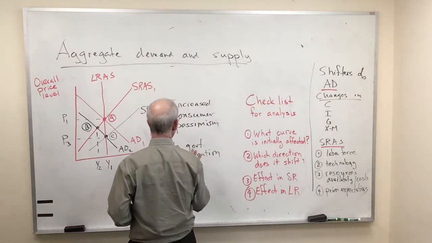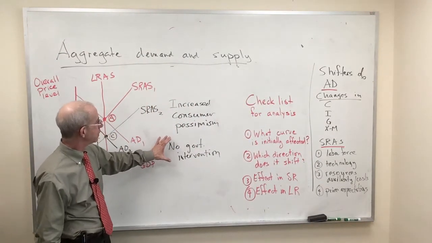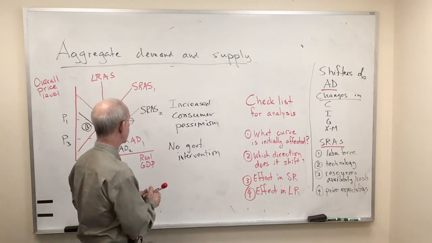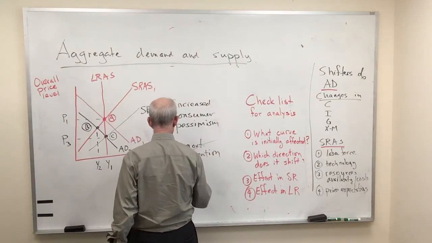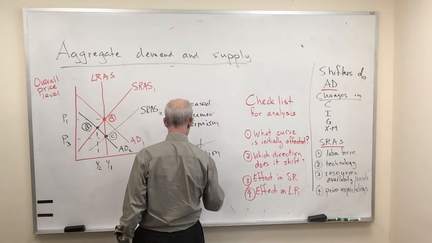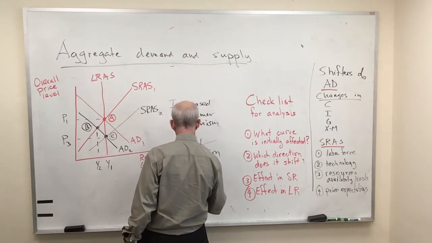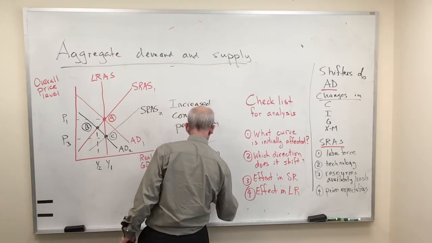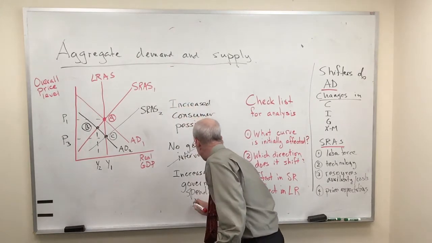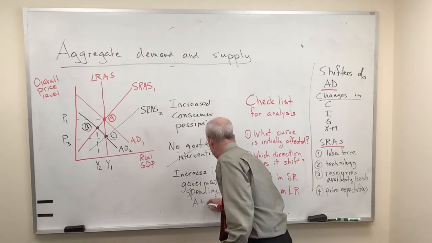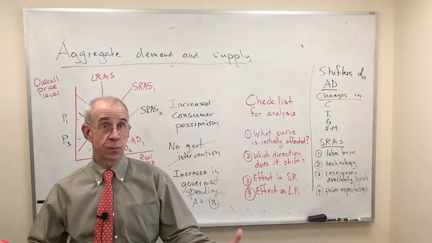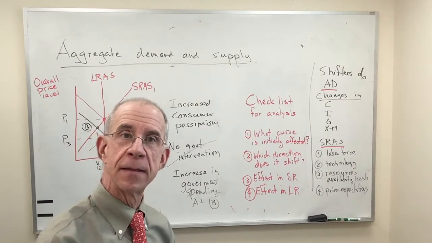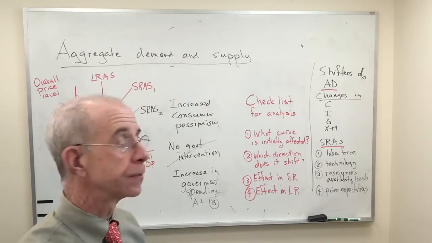So let's just imagine that instead of having no government intervention, we had instead an increase in government spending, if you will, at point B. The government says, we can't wait. We've got people unemployed, we've got to do something now. We're not going to wait for this adjustment process to occur.